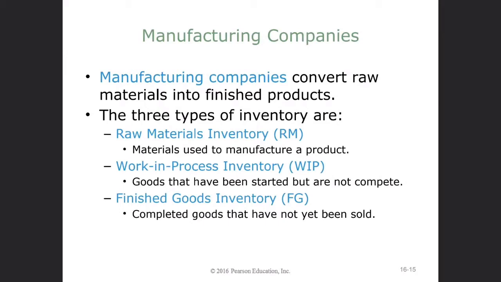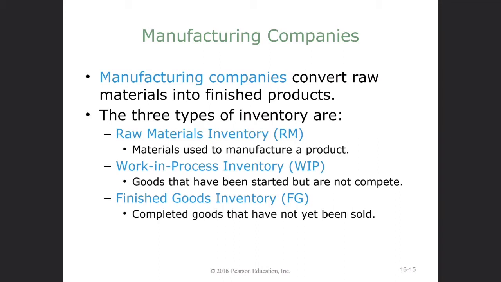So manufacturing companies convert raw materials into finished products. And there are 3 types of inventory. You have raw materials inventory, work in process inventory, and finished goods inventory. Our raw materials inventory is where we have all of our materials that are used to manufacture a product. So in our raw materials inventory account, we're going to have all the different parts that we need to create a car. So we may have a door and tires and rims sitting in our raw materials inventory account.